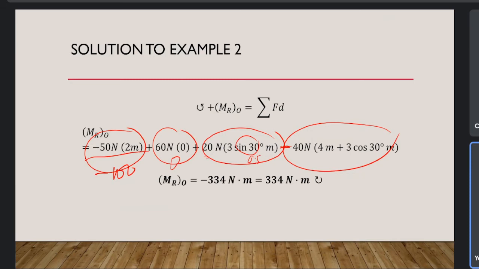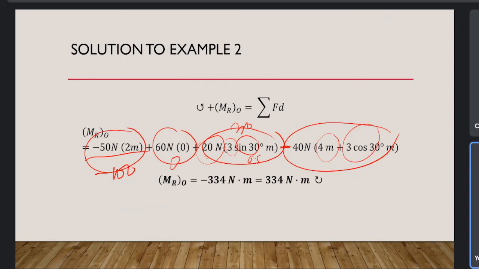Let me solve. Sometimes it makes confusions. Yeah, 3 times 0.5 is 1.5. 1.5 times 20, that is 30 positive. Then you can just add.